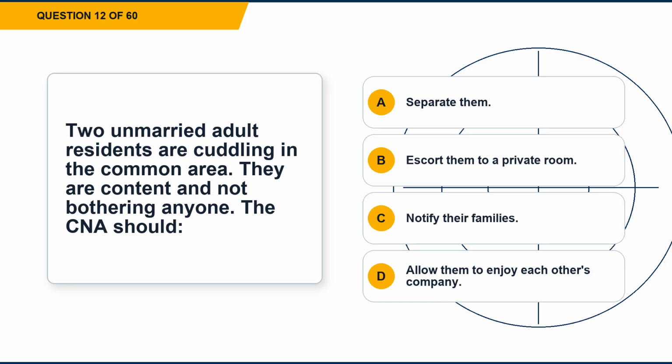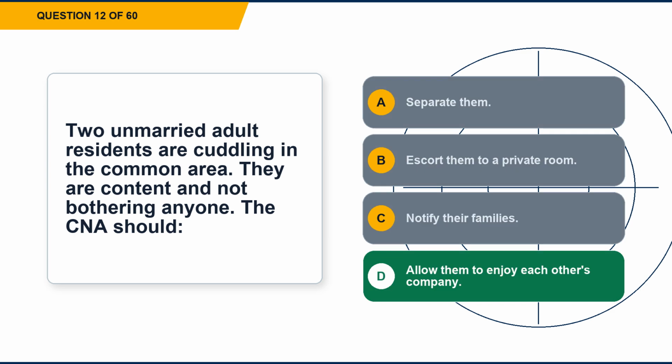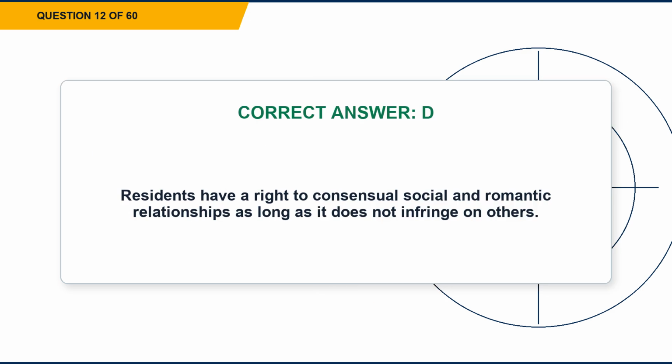Question 12. Two unmarried adult residents are cuddling in the common area. They are content and not bothering anyone. The CNA should. Option A. Separate them. Option B. Escort them to a private room. Option C. Notify their families. Option D. Allow them to enjoy each other's company. The correct answer is option D. Allow them to enjoy each other's company. Explanation. Residents have a right to consensual social and romantic relationships as long as it does not infringe on others.